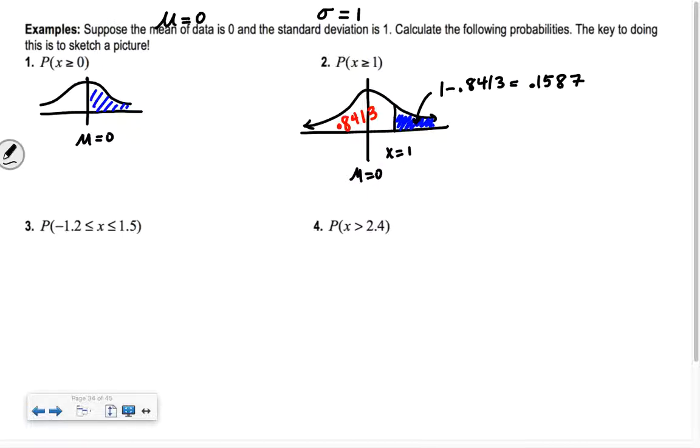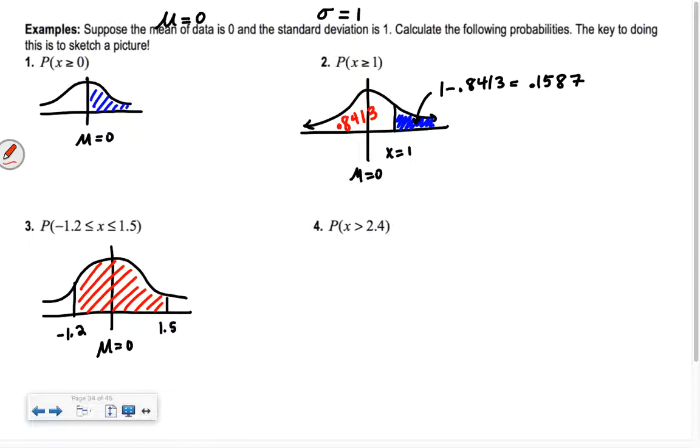All right, so this next one, a little bit harder. Okay, so now we have two numbers, and we're saying what's the probability that we're between negative 1.2 and 1.5. So now we have this shaded region. Okay, this is the hardest that they are. So the whole section, this is about as hard as it gets. Okay, so let's see if we can get it.